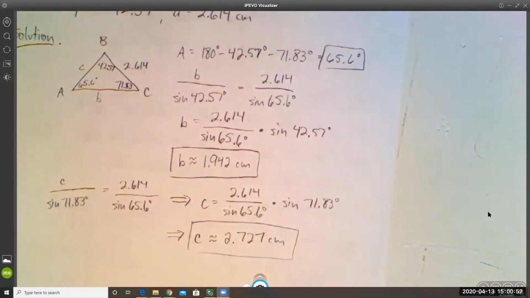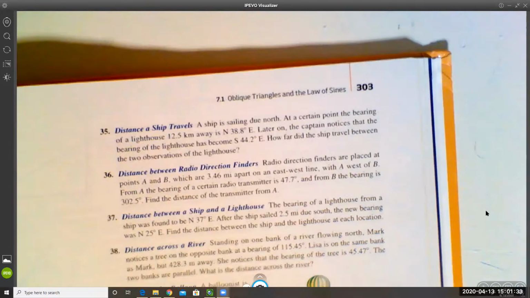But that's the idea. I wanted to give you one application problem, and I'm going to cheat a little bit and just use one from the textbook so that I don't have to write it all down. The one I wanted to look at was number 38 from your 7.1 exercises. Give me a second. I'll try to organize myself. Okay, so here's number 38.